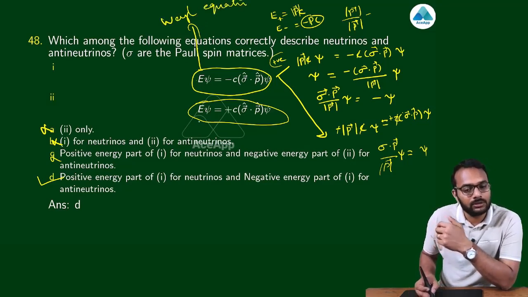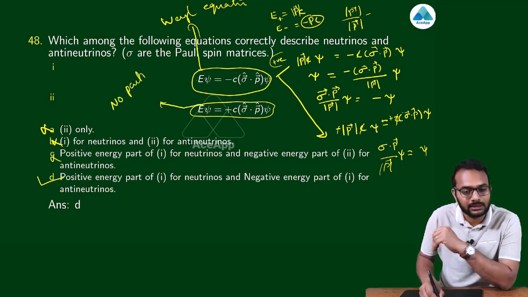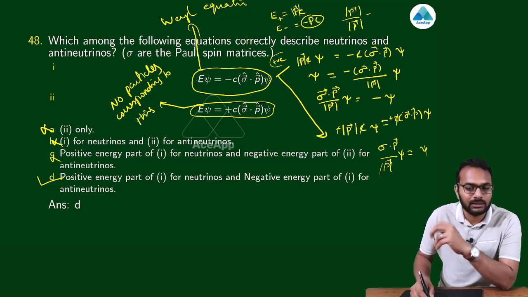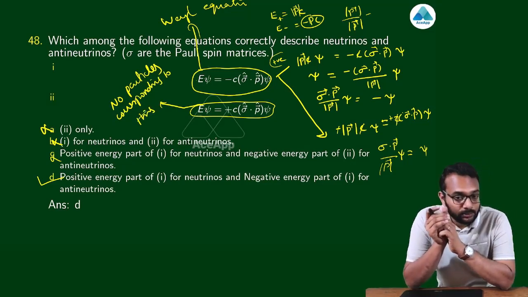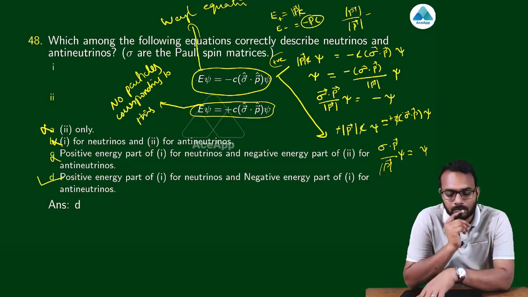This other equation is also perfectly theoretically valid, but so far there are no particles corresponding to this equation. The Weyl equations correspond to neutrinos and antineutrinos.